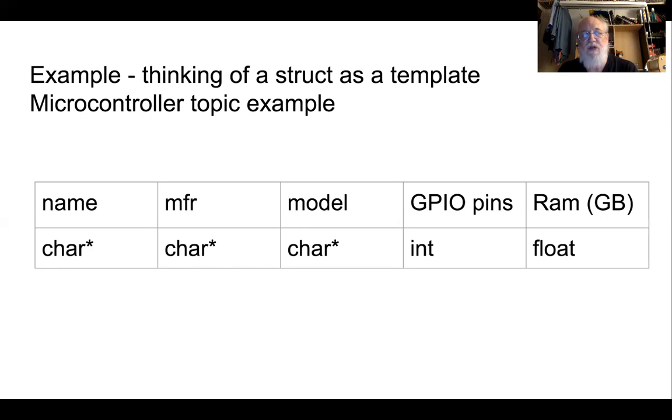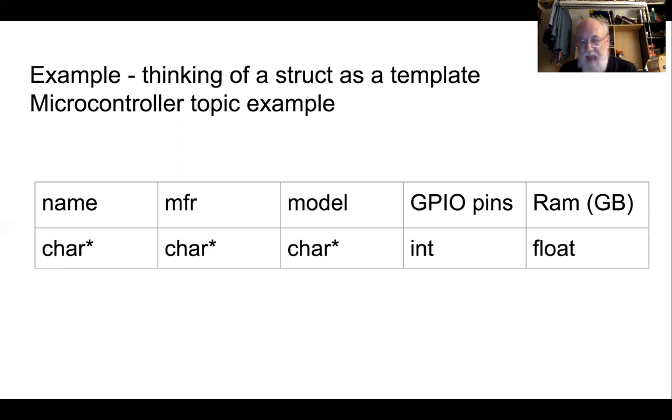Suppose you had a struct that described various microcontrollers. Now, you might have heard of the Arduino microcontrollers or the Raspberry Pi. I have several of each and some others too. I want to track those. I want to keep track of their characteristics. So let's say almost like a database, but in C. So to do that, I've come up with this schema, or this template, or what will be a struct.